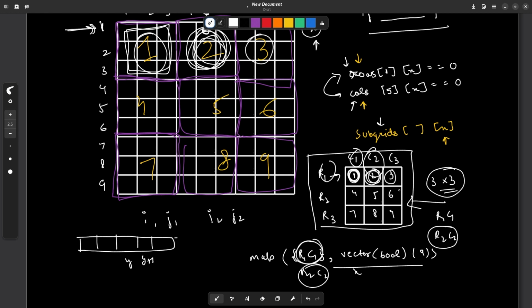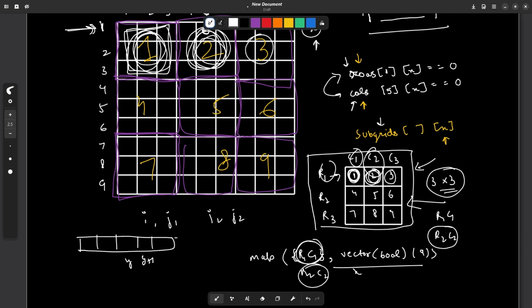So rows and columns were very easy to understand. But how did we implement subgrid? First of all, we wanted to associate all of these cells with one subgrid, right? So that is why I converted this whole 9 into 9 grid into a smaller 3 into 3 grid. Now with the help of this 3 into 3 grid, whenever I get two cells, I will be able to tell whether both of the cells are part of the same subgrid or not.